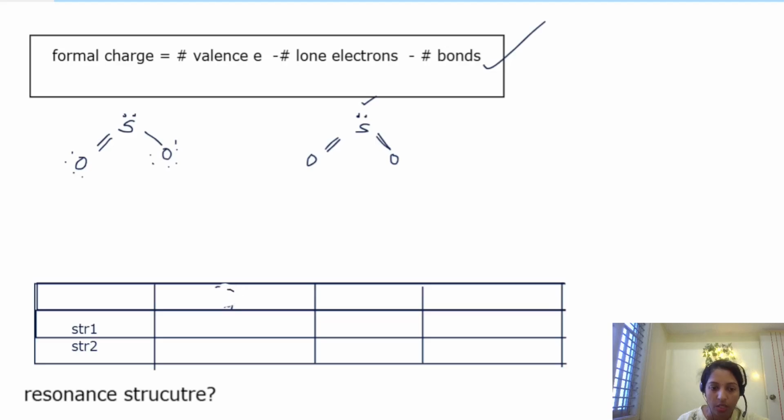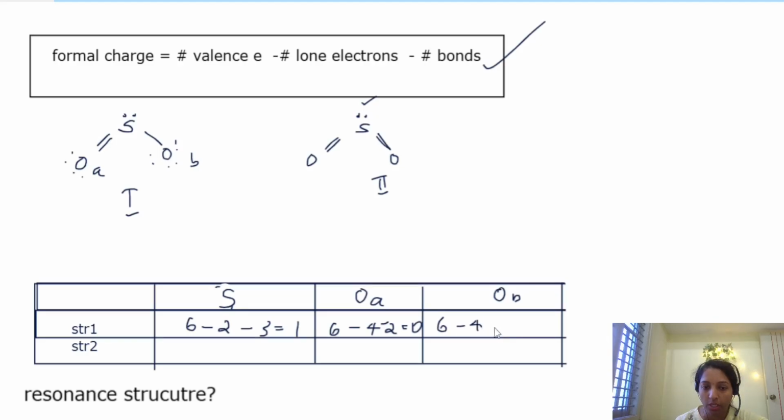Okay, so in structure 1 what is the formal charge for sulfur? Valence electron is 6 and the lone electrons, not pairs, so 2 electrons, and the number of bonds, 1, 2, 3 bonds are there. So 6 minus 3, so just 1. And this oxygen I'm just writing A and this is B. So again 6 valence electrons, and the lone electrons are 4, and then 2. So the formal charge is 0 for OA. And OB, this is structure 1, this is structure 2. OB means 6 minus 7, so minus 1 will be there. So this is the formal charge.